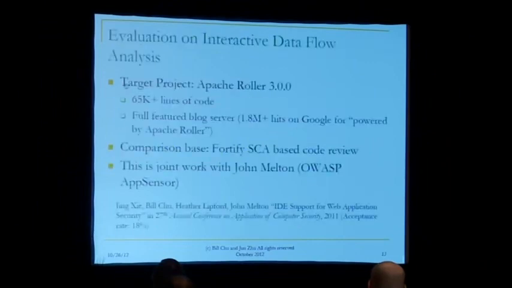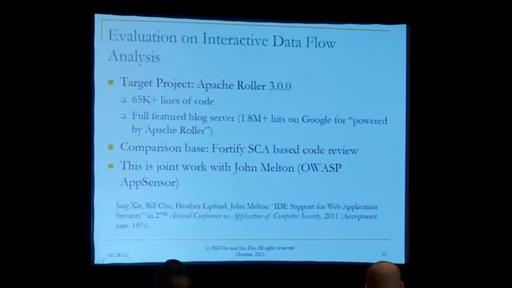Now I'm going to talk a little bit about evaluation. We're in the research world, not in product, so we have to say how well this works. We did an in-depth analysis of an open source project, Apache Roller, which has about 65,000 lines of Java code, and it's quite widely used. If you do a Google search for "powered by Roller," probably over 1 million sites pop up, and it's actively maintained. So this is a reasonably well-maintained open source project.